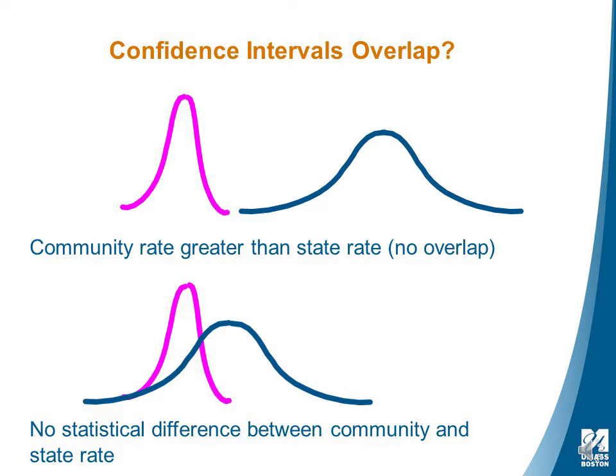The bottom portion of the slide, we show that the 95% confidence intervals overlap, and we would conclude that there's no statistical difference between the community and the state rate.